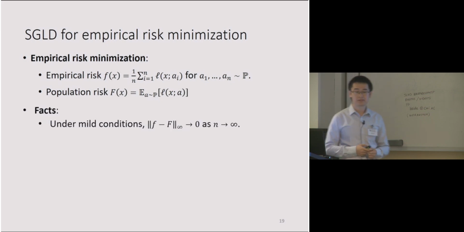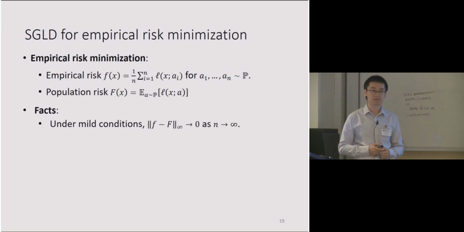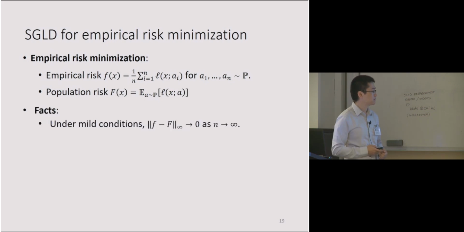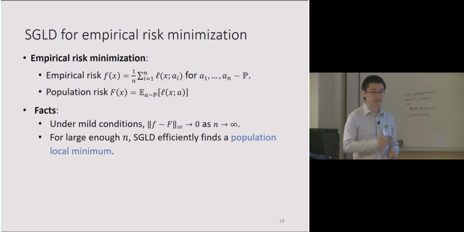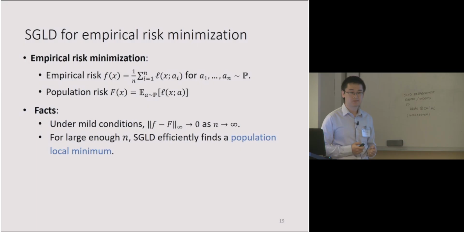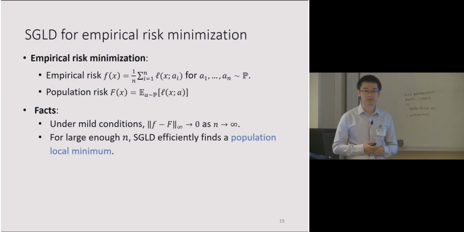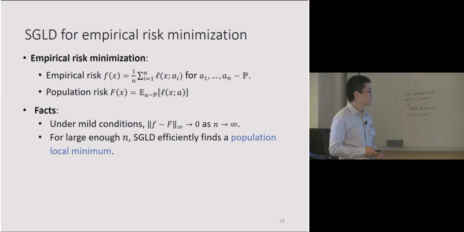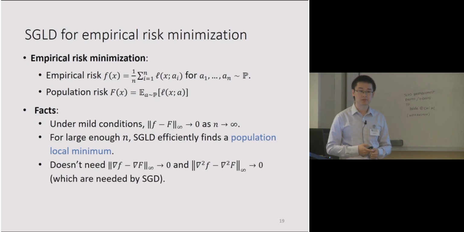We know that the empirical risk converges to the population risk uniformly as the number of samples goes to infinity. So combining this with the previous slide, we know that SGLD finds an approximate local minimum of the population risk, and it can escape poor local minimum of the empirical risk efficiently. If we compare this with stochastic gradient descent, we see that SGLD is more robust.